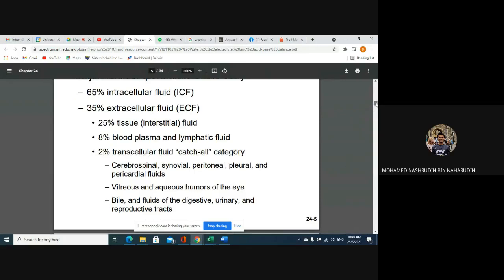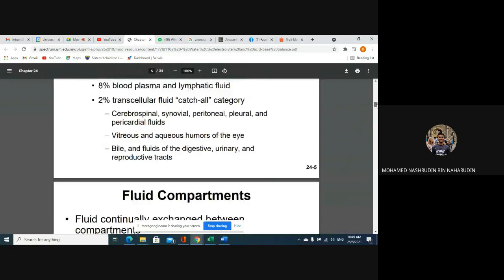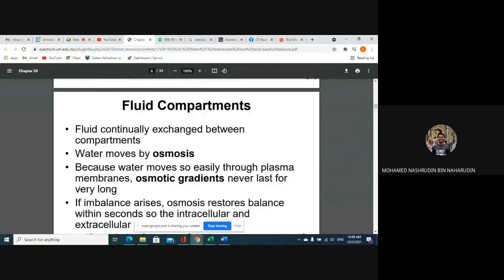And then fluid continually exchanges between compartments. It can be exchanged from one compartment to another in order to achieve balance within our body. If one compartment is lacking, of course, you're going to transfer fluids from other compartments to the compartment that is lacking. So this speaks volumes of how fluids in the body move around, based on different pressure and osmolality as well.